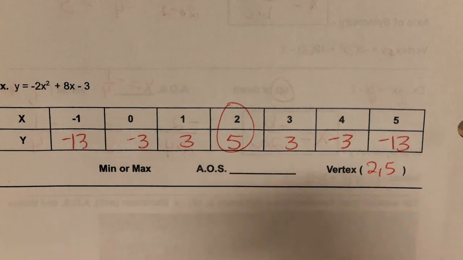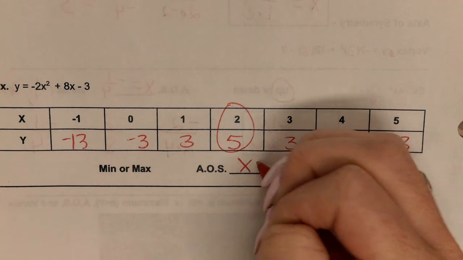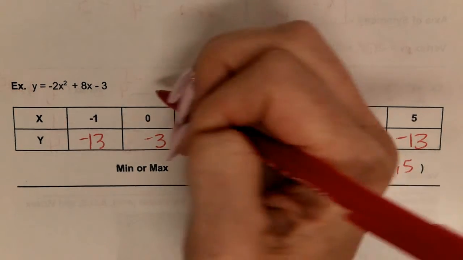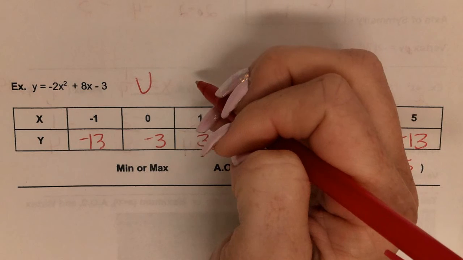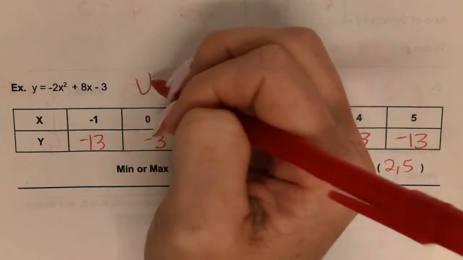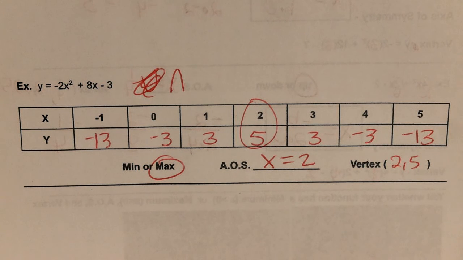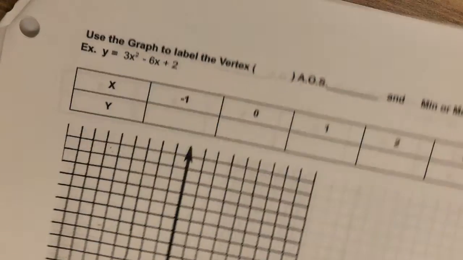Your axis of symmetry is the x value of the vertex. X equals 2. And did it have a minimum or a maximum? Oh, that's a happy face. Why did I draw a happy face? How do y'all feel about this? Easy. Okay, I don't think we need to do this example.